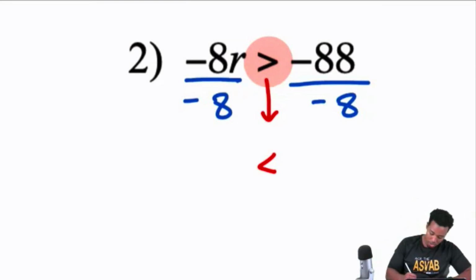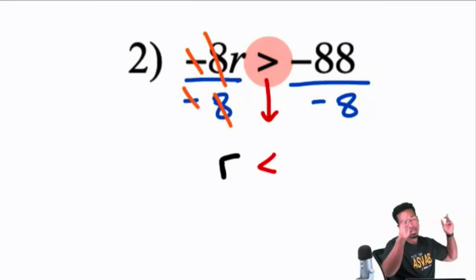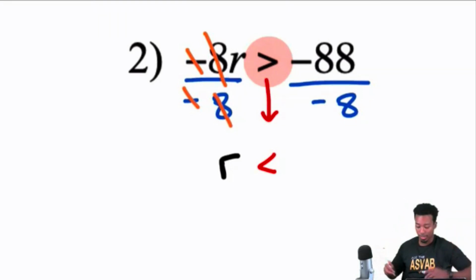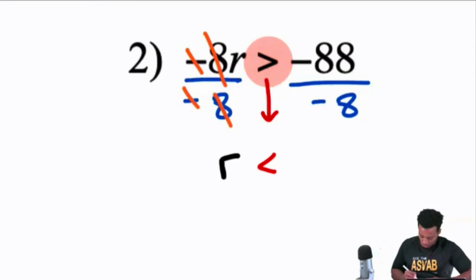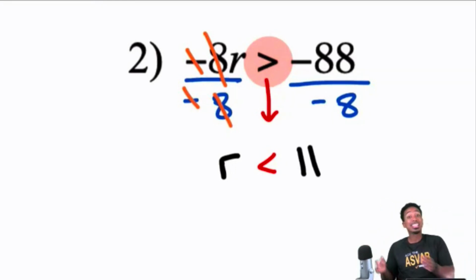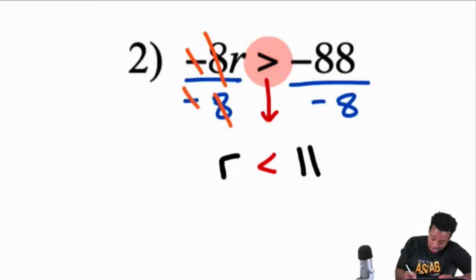So over here, the negatives and the 8s cancel out, leaving us with just r. Everybody, a negative divided by a negative is a what? Yeah, positive. A negative divided by a negative is a positive. 88 divided by 8, my party people, is, hit me, 11, correct. So really, look, this is just like solving an equation. The only difference that might give us a lot of headaches is, hey, when we're dividing or multiplying both sides by a negative, that symbol needs to flip. That's it.